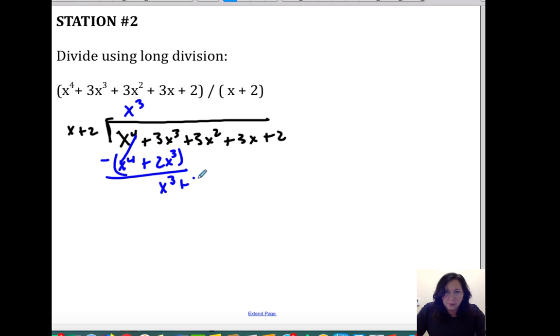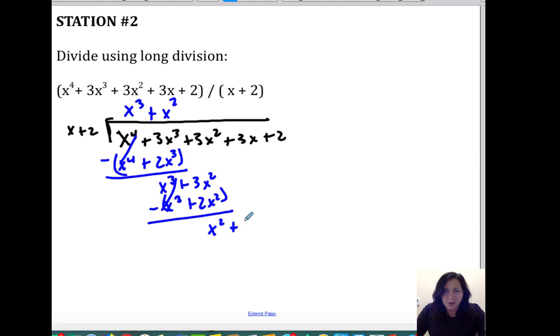Bring down the next term, which is 3x squared. X times what is x cubed? So that's going to be x squared. X squared times x is going to be x cubed plus 2x squared. I'm going to subtract that quantity. First term cancels. 3 minus 2 is 1x squared.